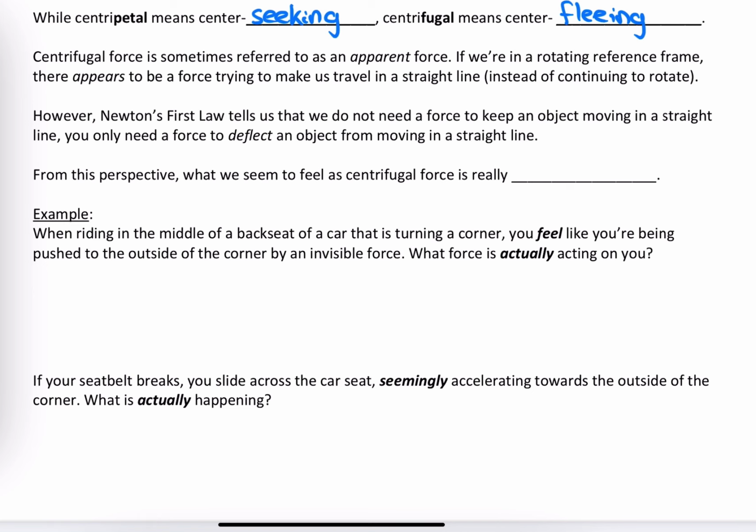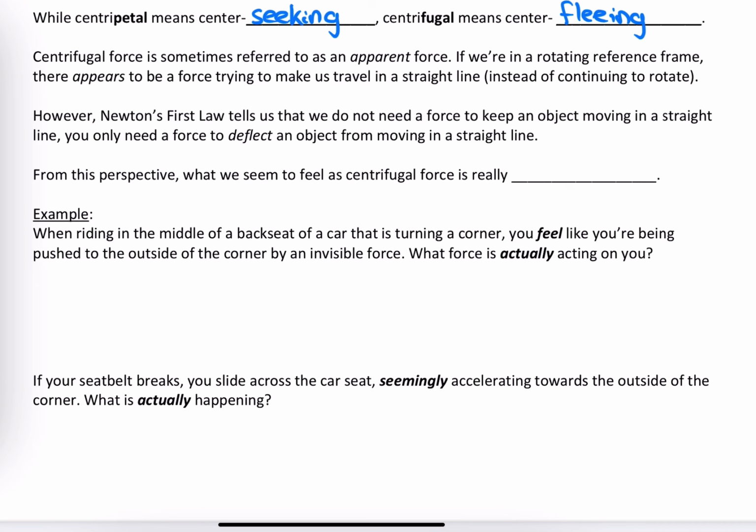So it can be tempting to say, if you're moving in a circle, that that's the normal thing to do. And for an object to go straight and leave that circle, we would need a centrifugal force on it. But it turns out that we do not need a force to make an object go in a straight line. We only need a force to deflect an object from moving in a straight line. Straight lines is what things want to do. It's the object going in the circle, making the corner, that needs the force.